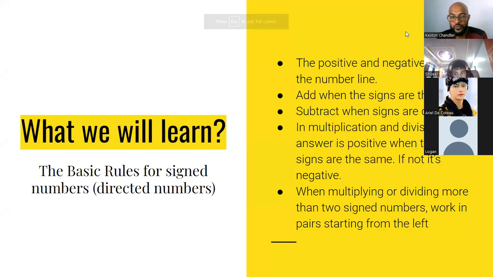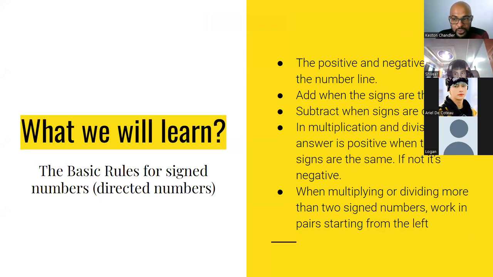During the session, we're going to be looking at the basic rules for directed numbers, for integers, signed numbers. We're going to look at the entire number line. Previously, in primary school, you would have worked with only one side of the number line, which is predominantly positive numbers. You'd have added and subtracted numbers there, but you were adding and subtracting positive numbers, multiplying and dividing positive numbers. Now we're going to look at both sides of the number line.